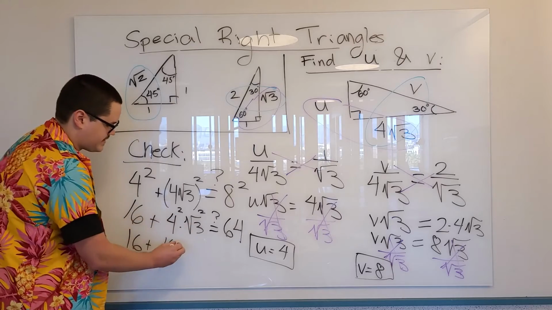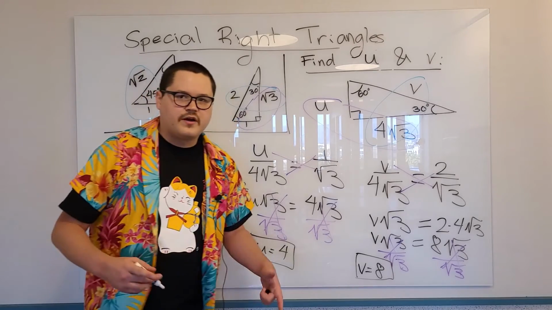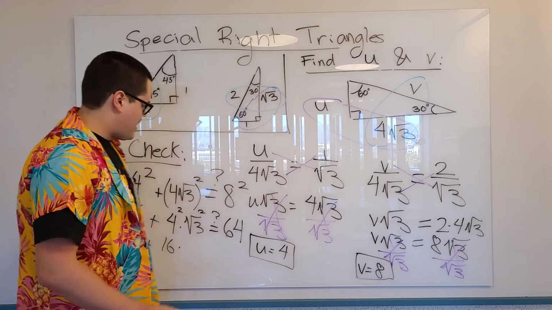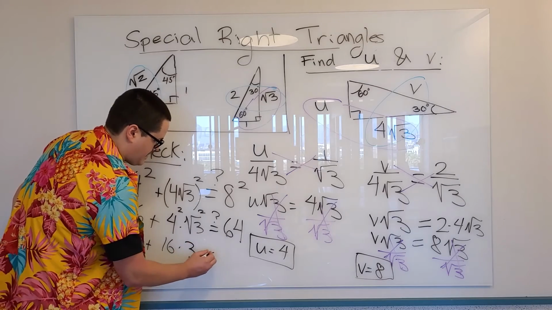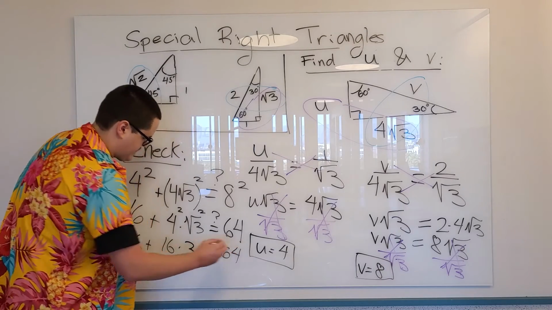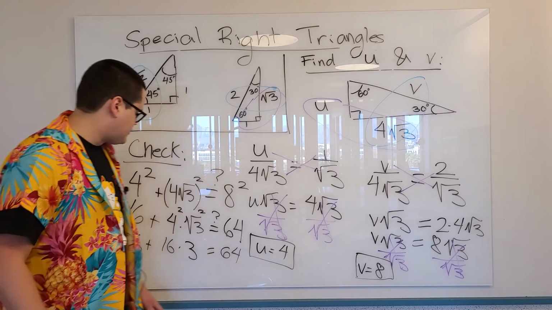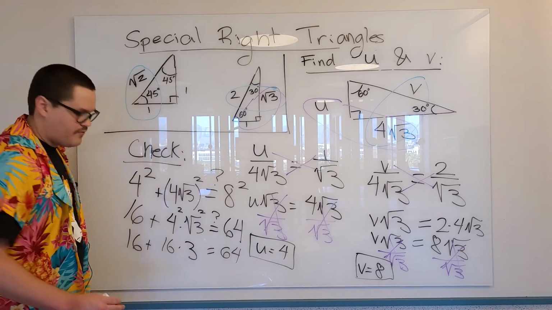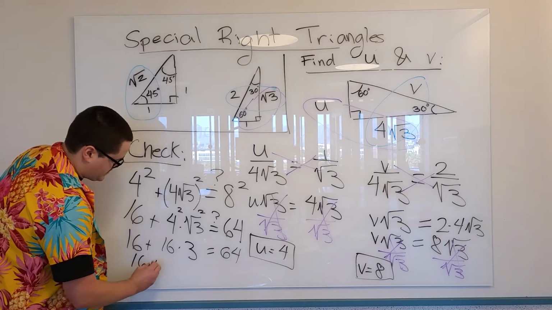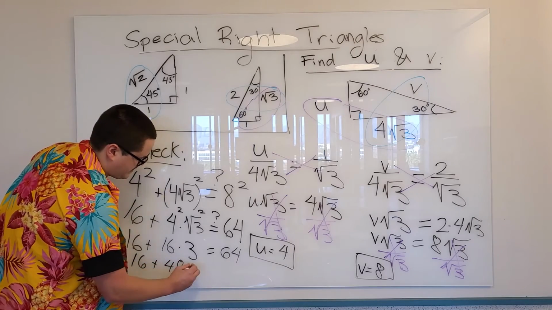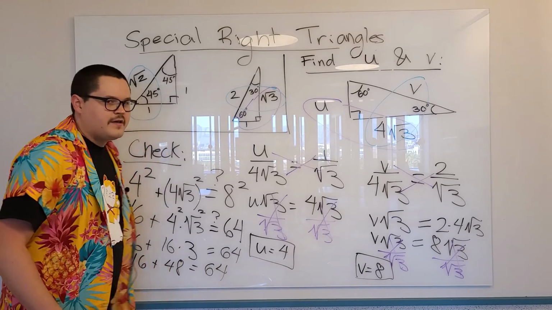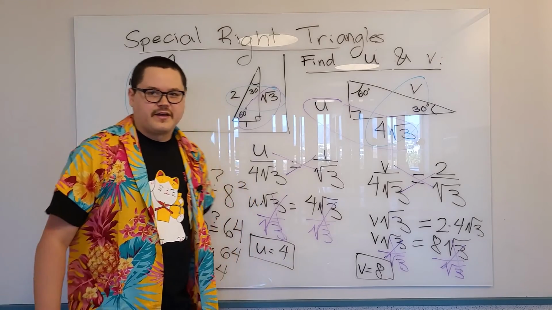Okay, 4 squared is 16. Root 3 squared, fire and water, you got it, it's 3. Order of operations says we have to multiply before we add, so let's do it. 16 times 3 is 48. So is it true that 16 plus 48 equals 64? I don't know, count on your fingers or something. It's true.